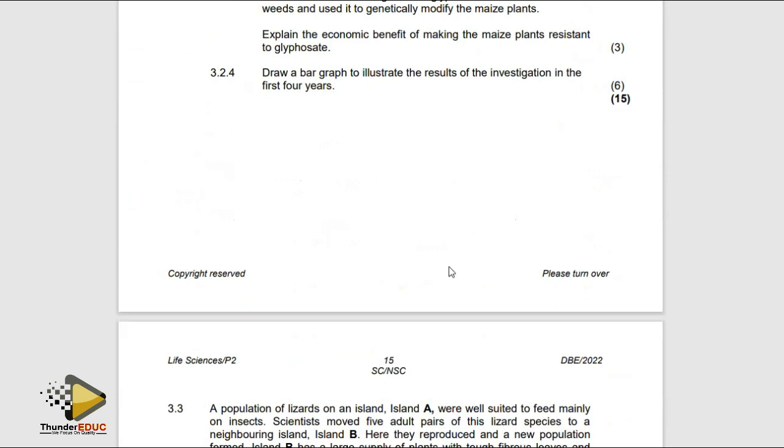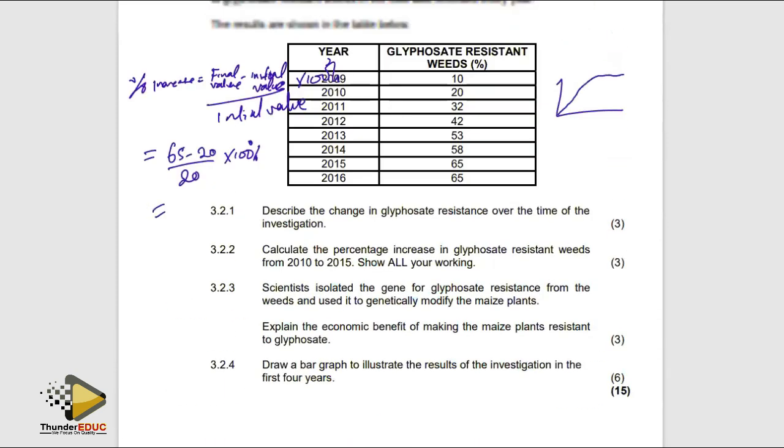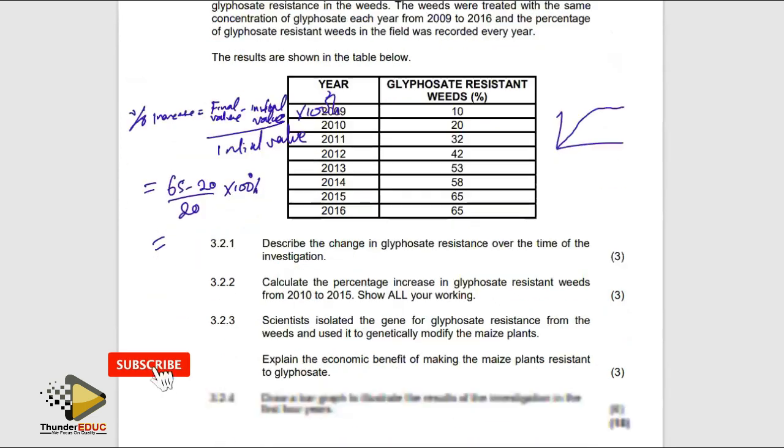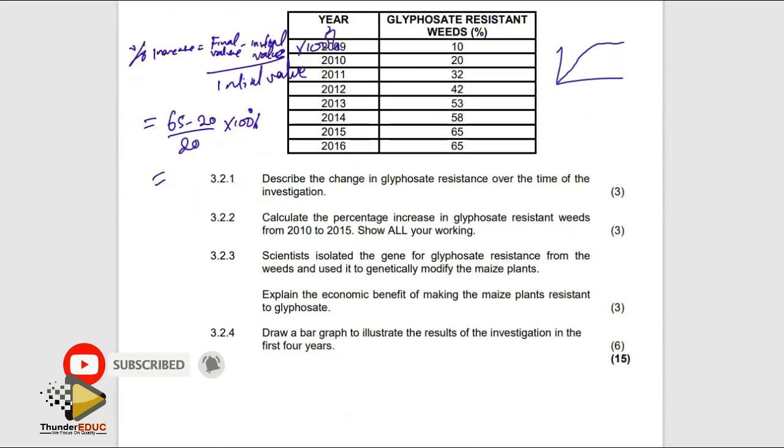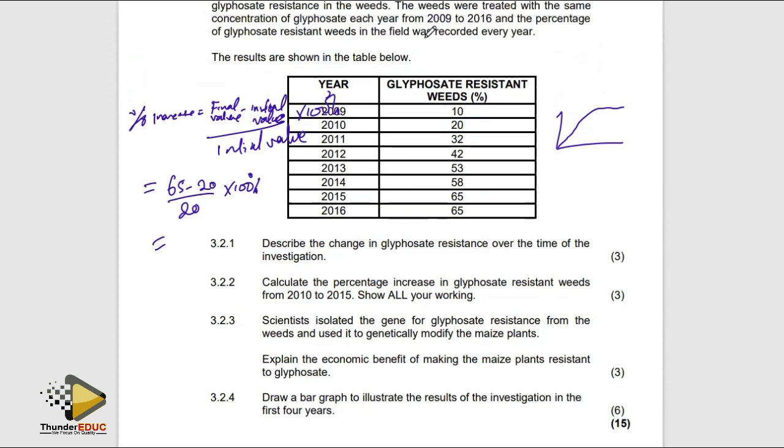Now they're saying that the bar graph should illustrate the results of the investigation in the first 4 years. I'm not going to draw the actual graph, but I'm going to talk about how you can draw this bar graph without stress. Years are always an independent variable, meaning that this is time. Time is always an independent variable. Independent is always on the x-axis, and the dependent one is always on the y-axis.